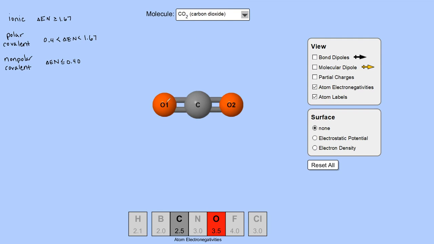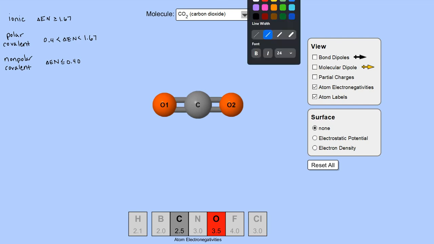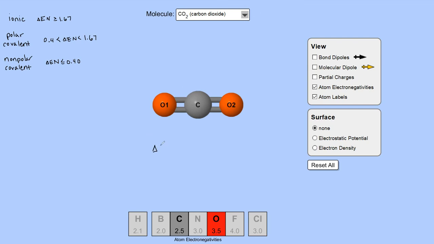First, we know that we have bonds between carbon and oxygen. So if we want to find our electronegativity difference, let me do that in black. If we want to find our difference in electronegativity, we would take the oxygen, 3.5, and subtract the carbon, 2.5, and that gives us an electronegativity difference of 1.0. Well, that falls between this range. And so these are polar bonds.